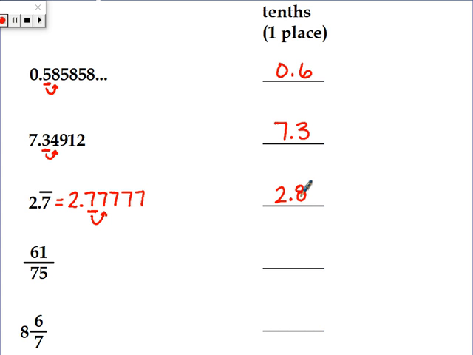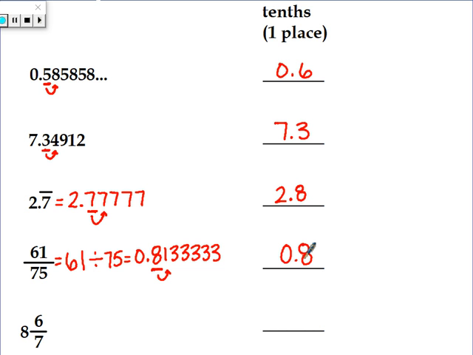Now, fractions, I need to turn them into decimals before I can round them. So to turn this into a decimal, I'm going to take on my calculator 61 divided by 75, and that gives me a decimal of 0.81333333 and so forth. So again, I'm just going to look at the first number, check the number to the right. It is 4 or lower, so it's not going to change, so it'll stay 0.8.